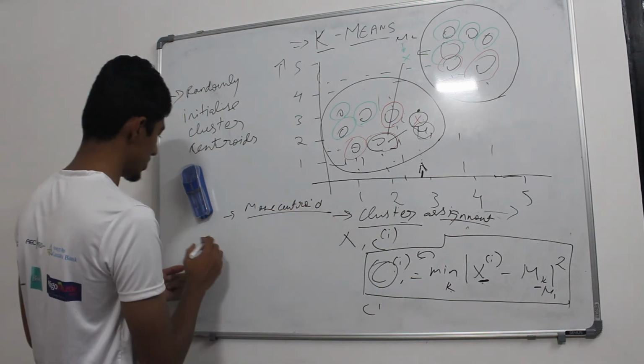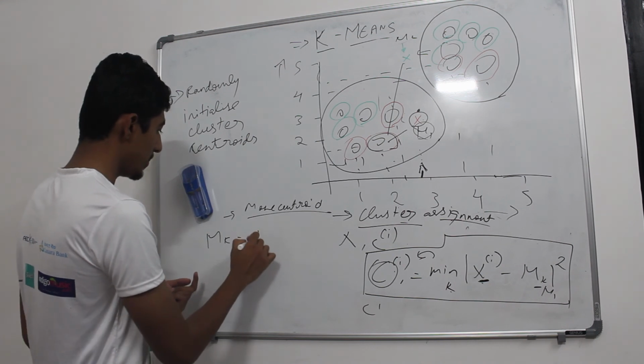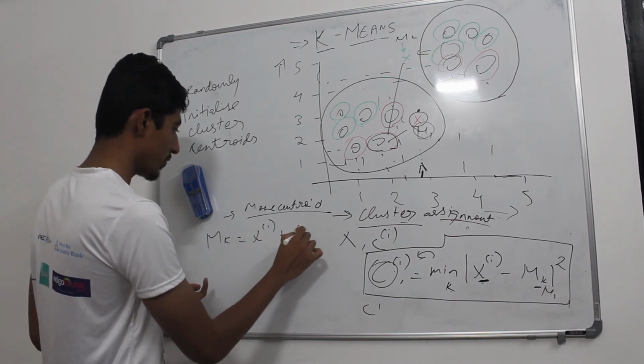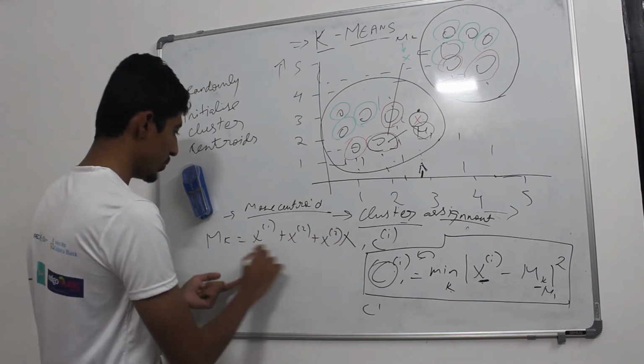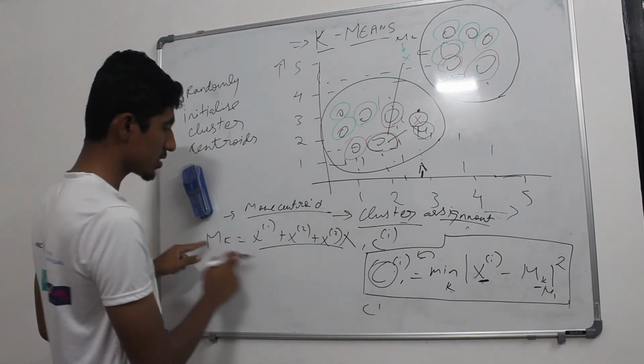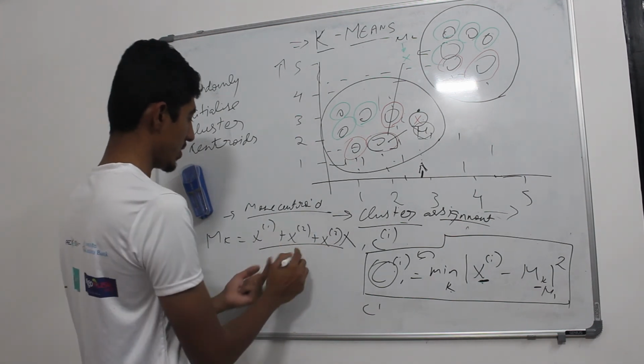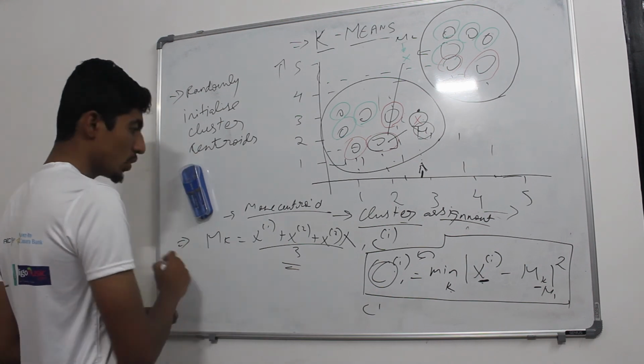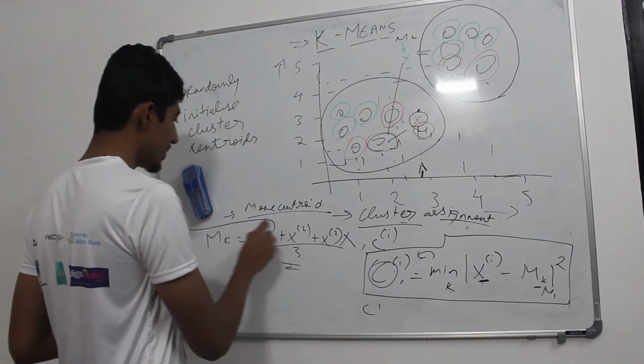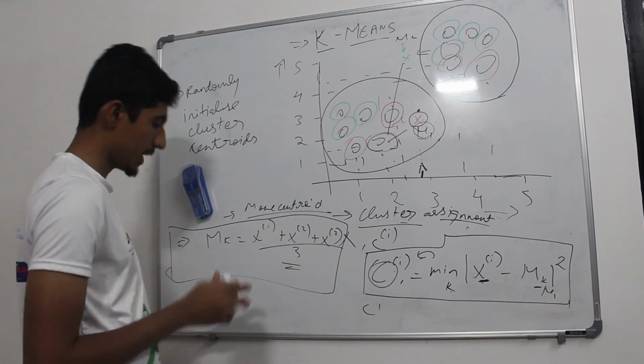The math behind the move centroid step is pretty simple, just high school math. It's just saying mu k is x of 1 plus x of 2 plus x of 3, whichever ones are assigned to this cluster, divided by the number of data points there, so 3. So these two formulas are the math behind the K-means algorithm.